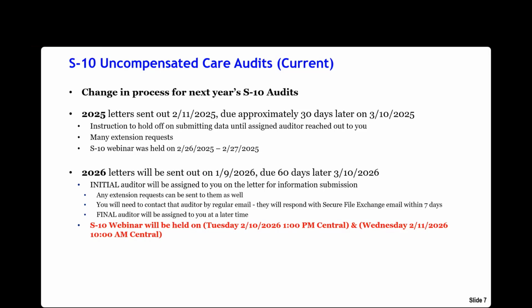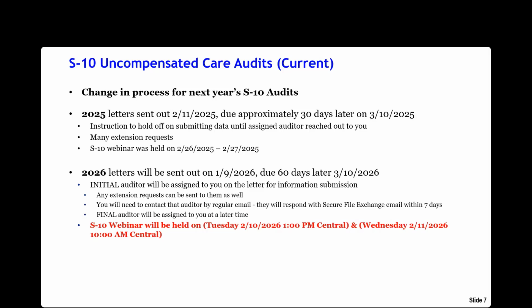The auditors generally didn't get assigned until closer to the end of February, early March. Some auditors have left or been promoted to other areas, and we have newer auditors coming in. So we didn't assign them until we got the locked-in list of auditors that were going to be working on the project. And the problem is, many providers have that information ready to go. They wanted to submit it.